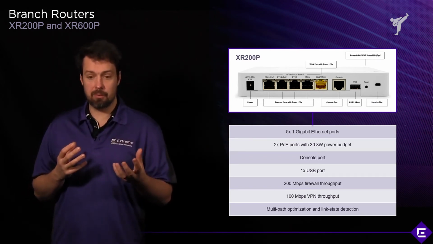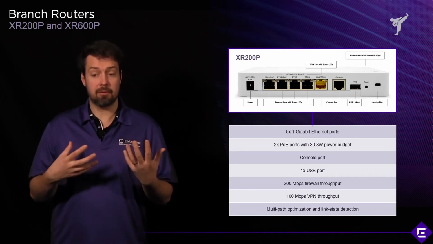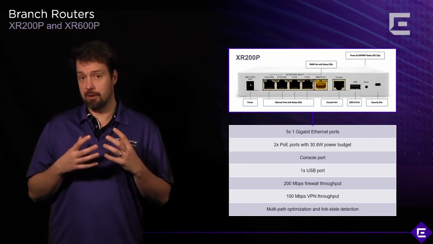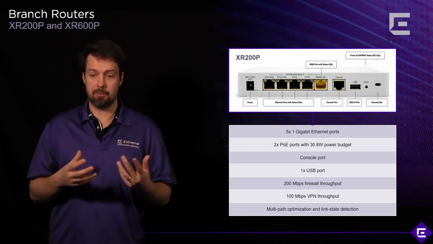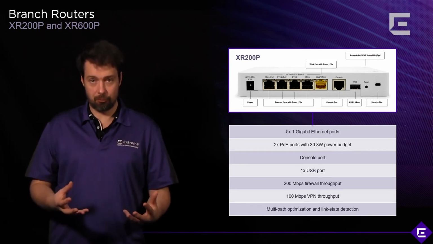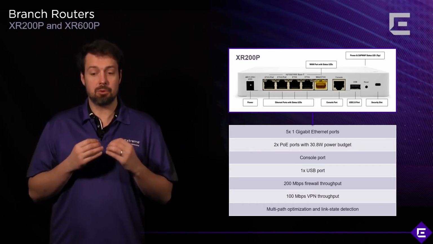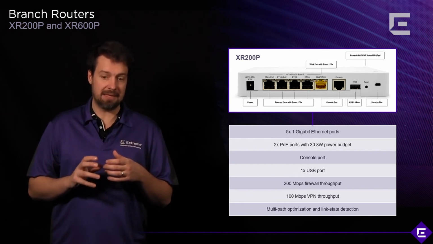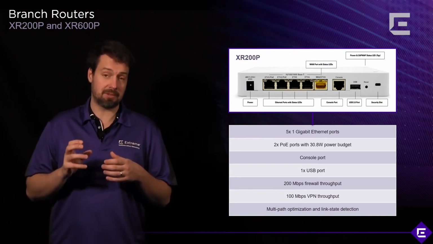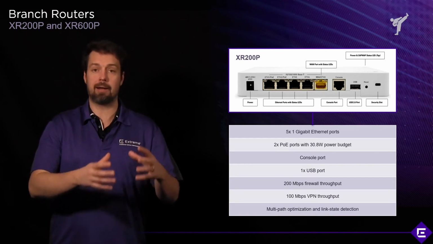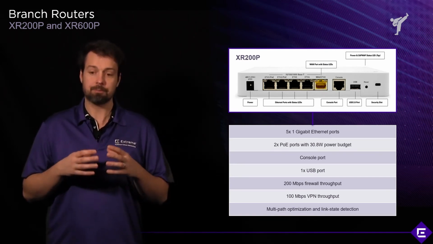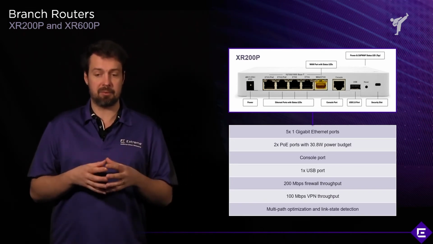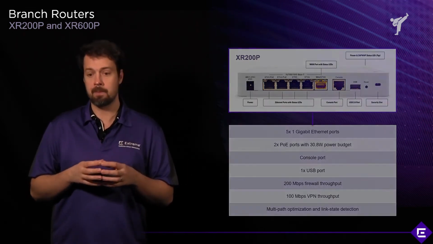So the XR200P has a 5-port gigabit Ethernet switch at the back. There's 2 PoE ports with up to 30.8 watts of power. There's a console port, a USB port, and in terms of performance, it can provide up to 200 megabits per second firewall throughput, and if you turn on the IPsec VPN, it provides up to 100 megabits per second of VPN throughput. So it's a small branch, a remote location type of device. However, the software does support SD-WAN and per packet multipath optimization and link state monitoring.